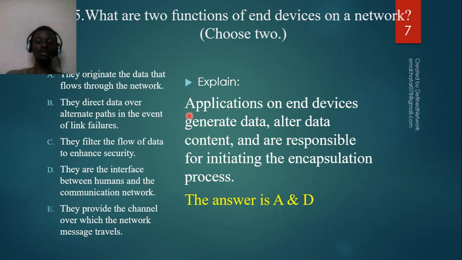When you have your smartphone, you can write something. When you have your tablet, you can write something. When you have your personal computer, you can write something. You can originate data. Another thing is that they are the interface between humans and the communication network. For you to communicate with someone on the internet, you need some kind of interface to connect to the internet.